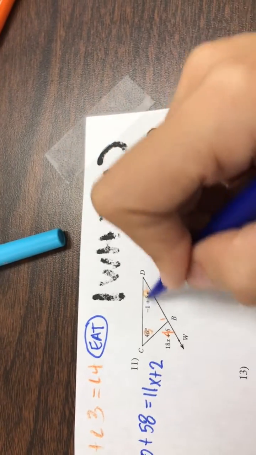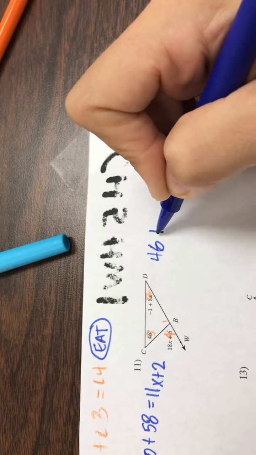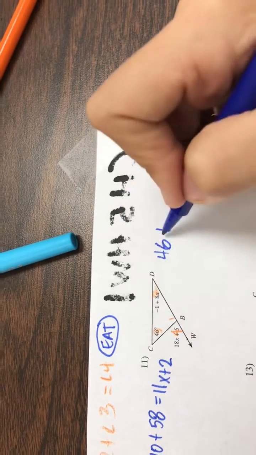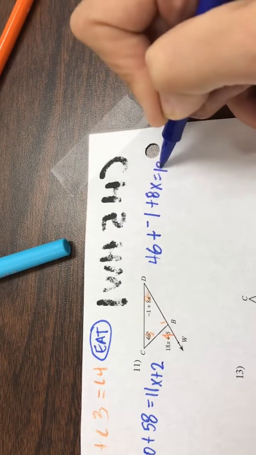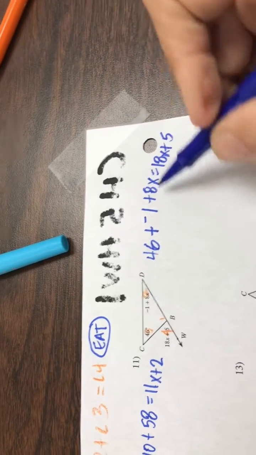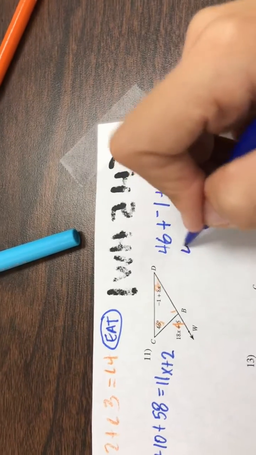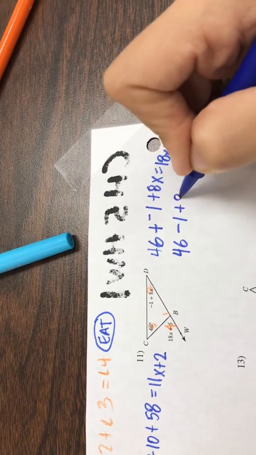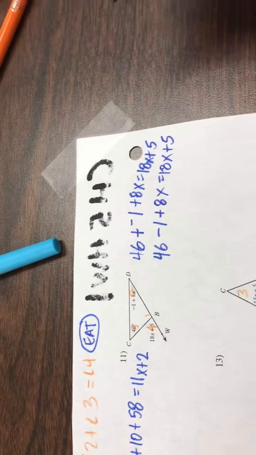Angle 2 and 3 are 46. 46 plus a -1 plus 8x equals 18x plus 5. Well, that's interesting. Subtraction is just adding a negative number. So I can rewrite this. It's interesting that worked out that way. We'll see what we get for x.